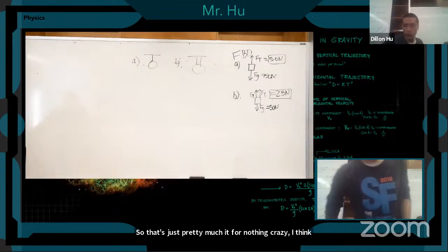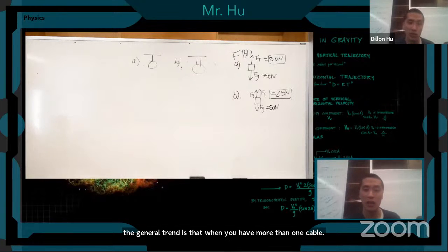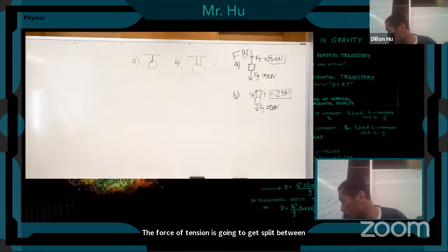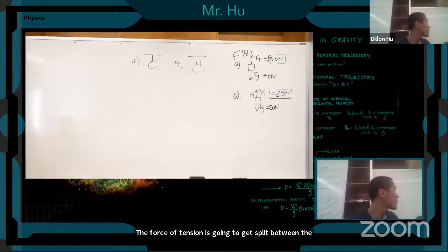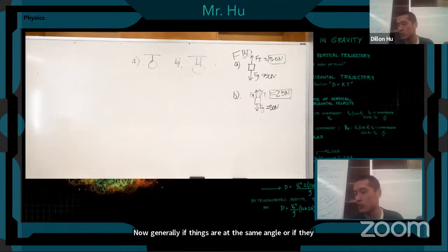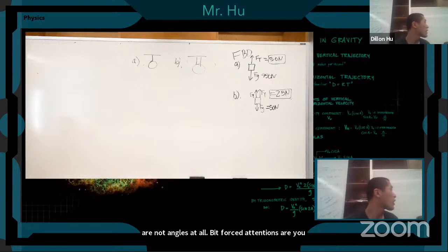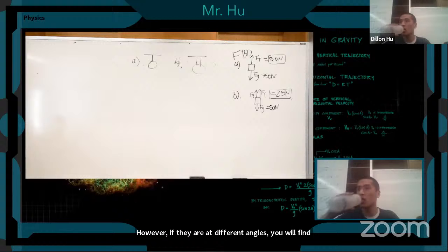I think the general trend is that when you have more than one cable, the force of tension gets split between the number of cables available. Generally, if things are at the same angle or not at angles at all, the forces of tension are pretty much going to be the same. However, if they are at different angles, you will find that the force of tension will not be the same.